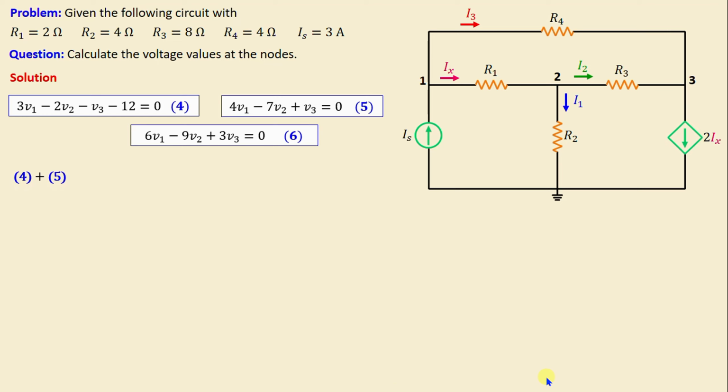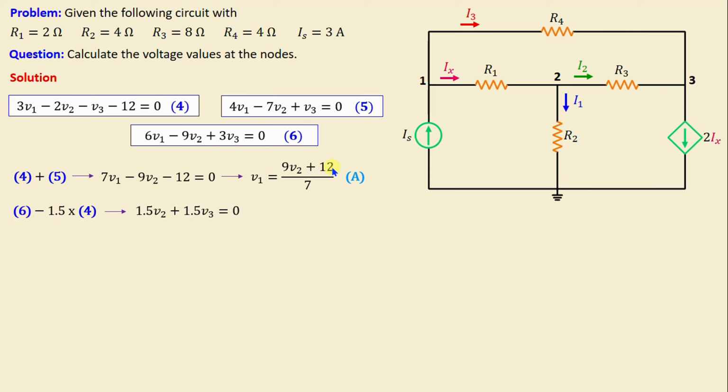By performing now equation 4 plus equation 5, we can write 7V1 minus 9V2 minus 12 is equal to 0. And from here, we can write V1 in terms of V2: V1 is equal to 9V2 plus 12 over 7. And now by performing equation 6 minus 1.5 times equation 4, we obtain 1.5V2 plus 1.5V3 is equal to 0. And from here, we can obtain V3 is equal to negative V2.